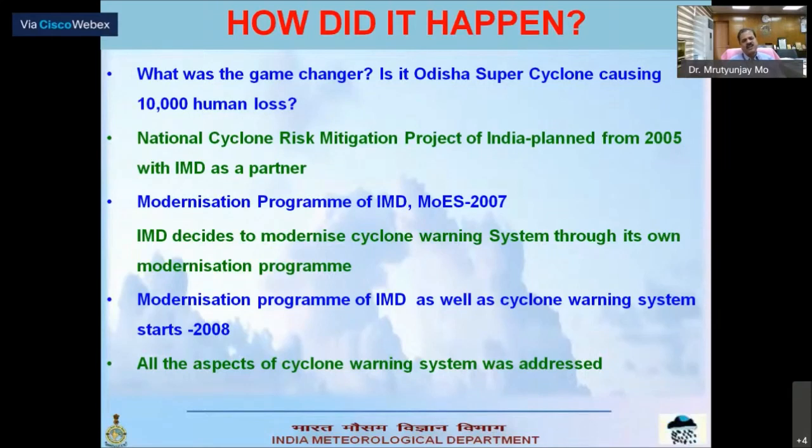In that project, IMD was a partner to improve the early warning system. However, in the same year, the Government of India decided to establish the Ministry of Earth Sciences. Under the Ministry of Earth Sciences, the modernization program of IMD was taken up. IMD then decided to modernize its cyclone warning system through its own modernization program, and hence we came out of the World Bank project, that is NCRMP. I was monitoring this cyclone modernization project as project director and also as associate project director for improvement of weather forecasting in IMD. During this project implementation, we addressed all the aspects of cyclone warning systems for its modernization.